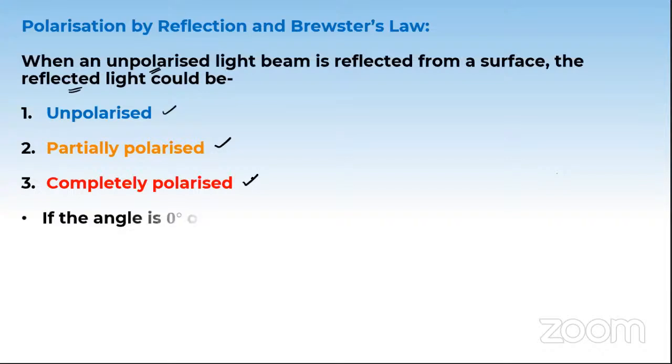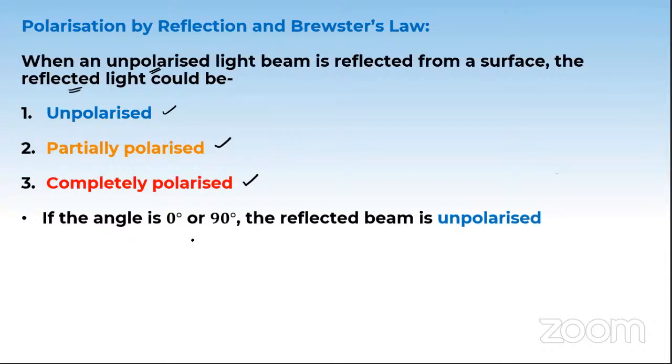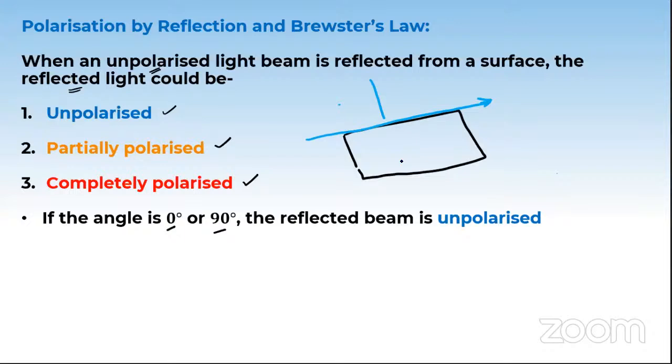So let us try to understand which are the situations. If the angle of incidence is 0 degrees or 90 degrees, it will be completely unpolarized. Take for example a glass slab in this particular situation, and if the light wave passes exactly in this direction, nothing is going to happen, there is no polarization. Or in the other case, if the light passes along this direction, then also the light wave will be completely unpolarized.